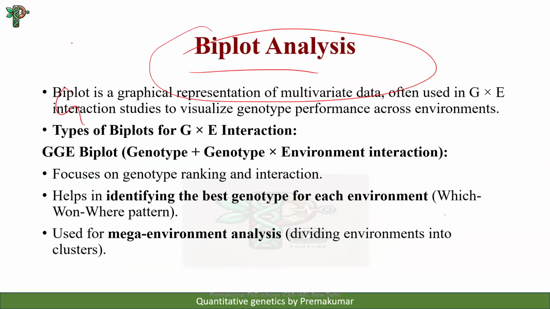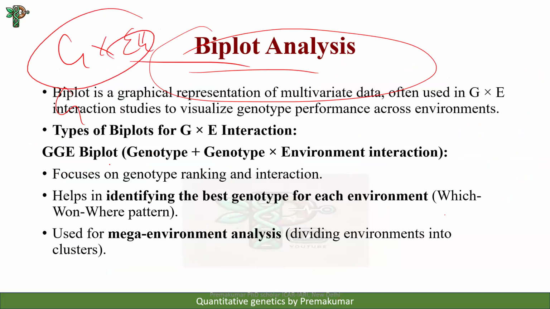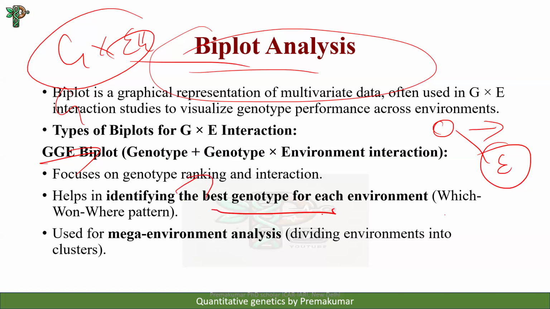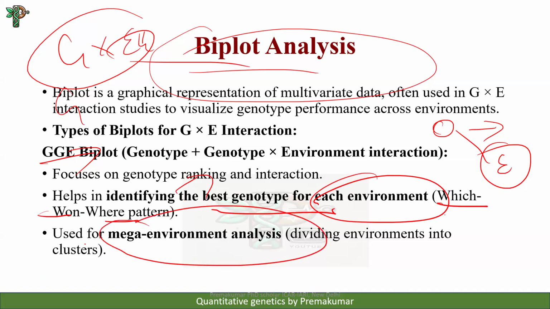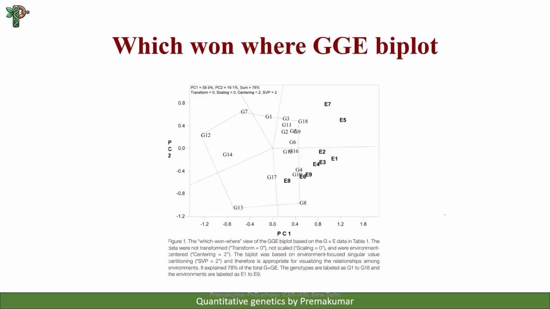Then another important one is the GGE biplot model, genotype plus genotype-by-environment interaction biplot. Here in GGE biplot we rank the genotypes based on their interaction with the different environments. We can identify the best genotype for each environment by one graph, called the which-won-where pattern. And you can define the mega environment, meaning which environment supports higher expression of all the genotypes. You will see it in detail.